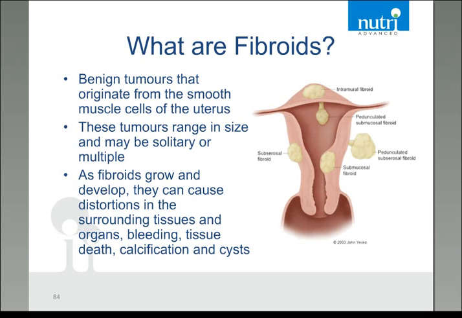Moving on to fibroids. Fibroids are benign tumours that originate from the smooth muscle cells of the uterus. These tumours range in size and may be solitary or multiple. Currently I've got a client who is supposedly having surgery to remove a 16 centimetre tumour that is the fibroid. So that's a big fibroid that's going to be cut out. Her tummy is very tender to the touch because, of course, it's so swollen. As fibroids grow and develop, they can cause distortions in the surrounding tissue and organs, bleeding, tissue death, calcification, and cysts.